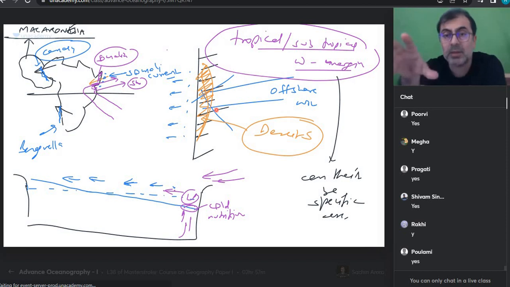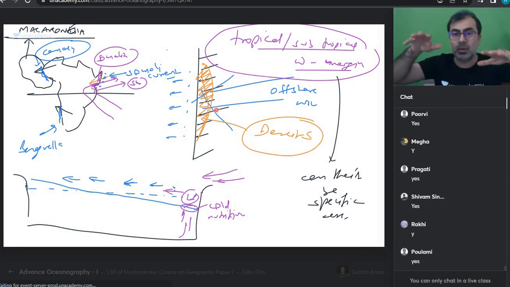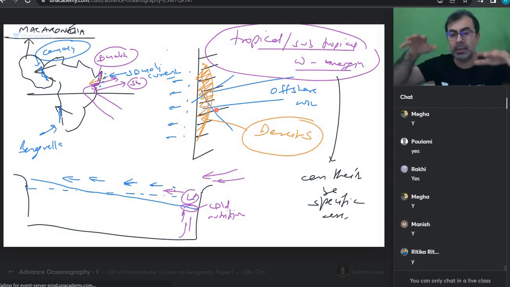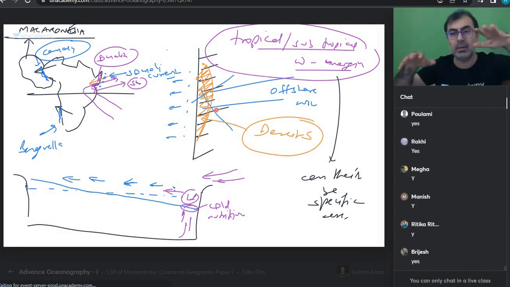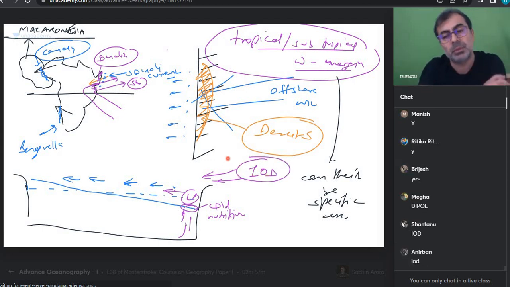Do you see one reason that in a year, sometimes west will be warm and east cold, and sometimes east will be warm and west cold? Possible? Will the pressures also change? High pressure sometimes, low pressure sometimes. What do we call this? El Nino in the Pacific Ocean, not in the Indian Ocean. What do we call it in the Indian Ocean? Tell me quickly. IOD, Indian Ocean Dipole. Did you understand?